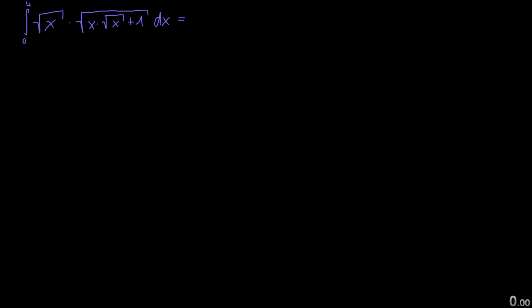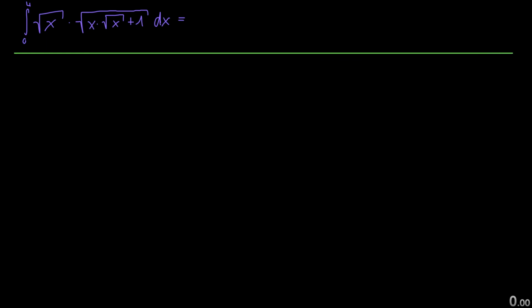Today I'm going to take a look at the integral of square root of x times the square root of the quantity of x times the square root of x plus 1 dx from 0 to 4. This was actually part of the MIT integration bee from 2017, I think. How I'm going to approach this problem is first I'm going to solve the indefinite form of this, and afterwards I'm just going to plug in the borders and calculate the thing.